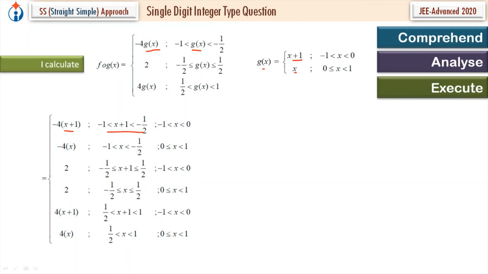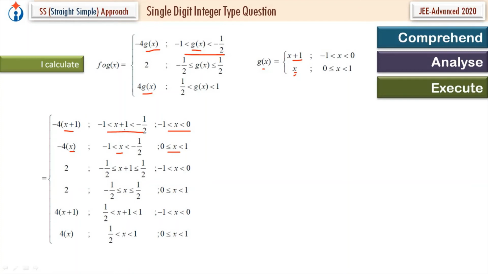And the value of g(x) equal to x plus 1 is for these values of x. Now, second part, the value of g(x), x should satisfy this, and g(x) equal to x for these values of x. So next, same way.